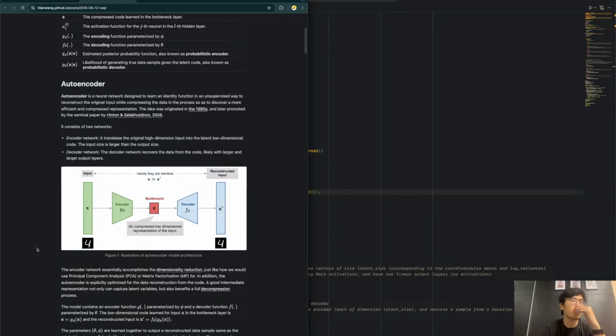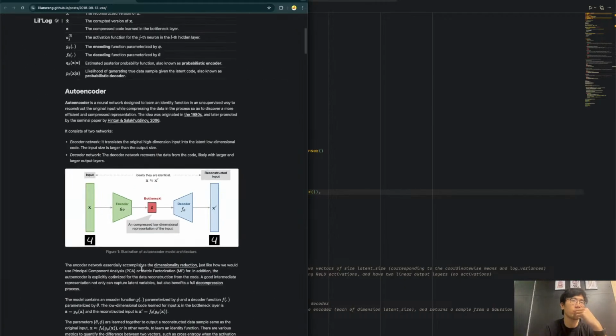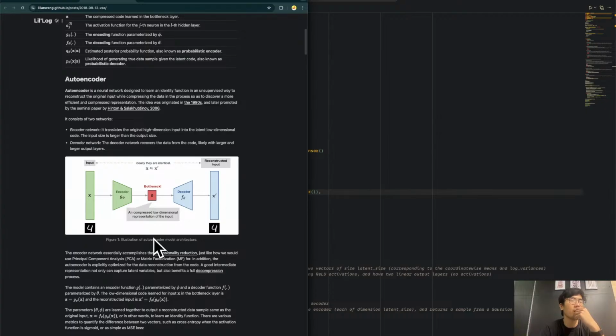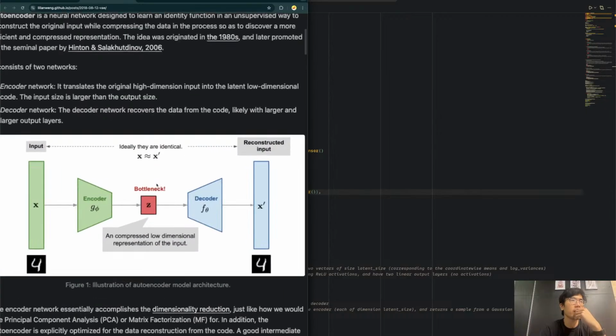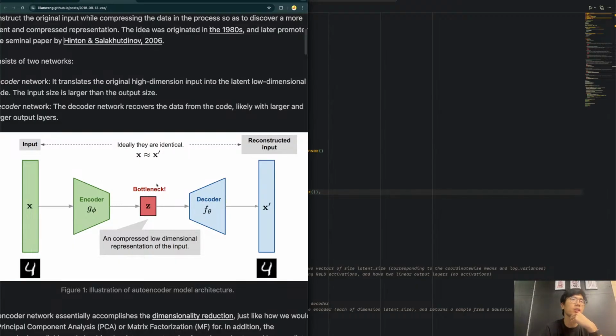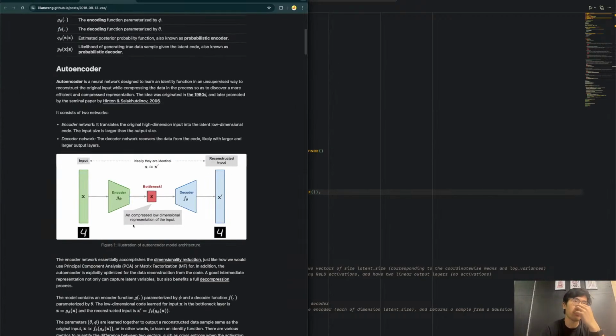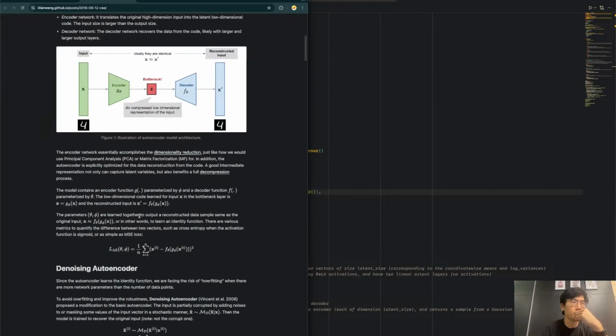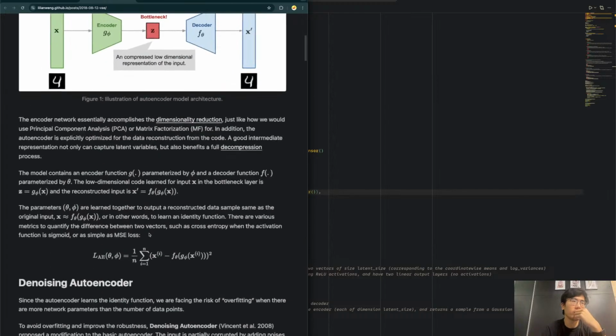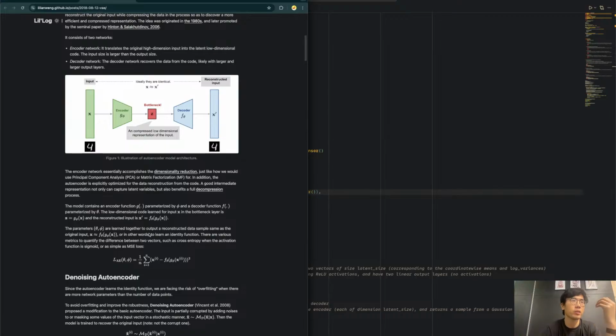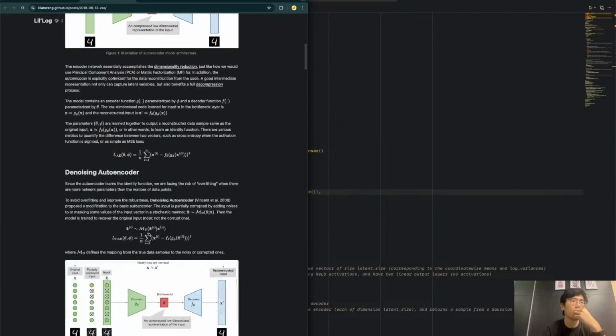So the encoder network essentially accomplishes dimensionality reduction, and our losses are trained on reconstructing the input, which is going to force the network to find a good representation. Our loss is simply given by an MSE loss over the different pixels. But the issue is that we face the risk of overfitting when there are more network parameters.